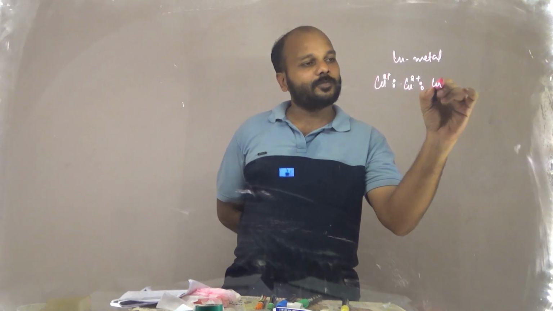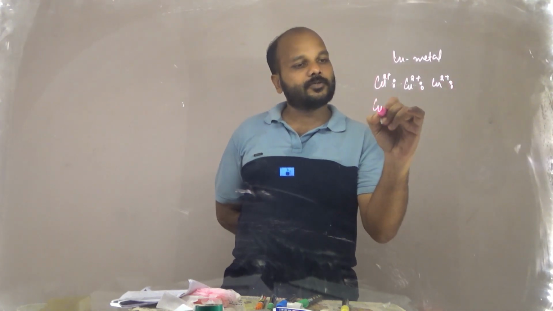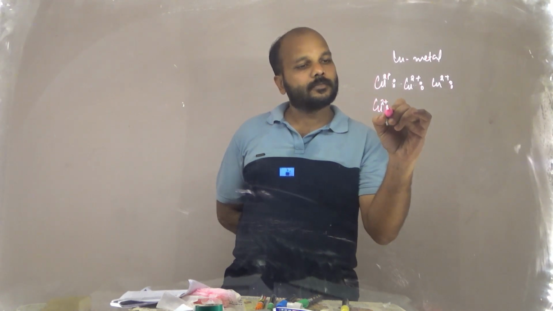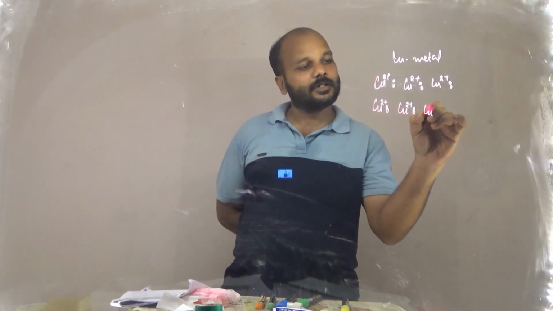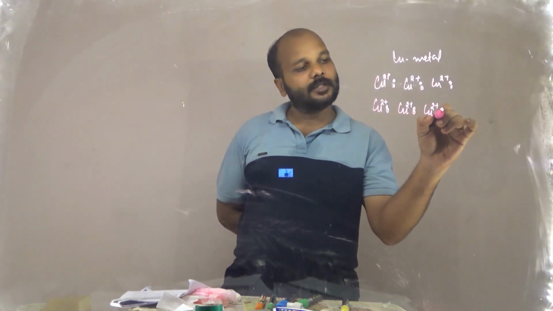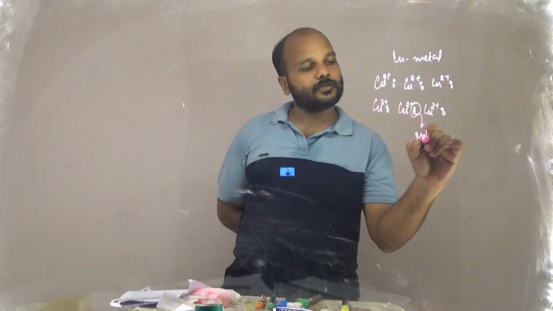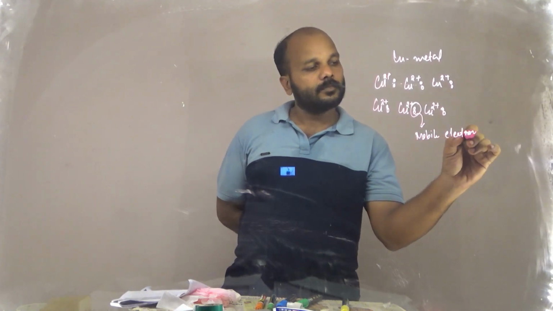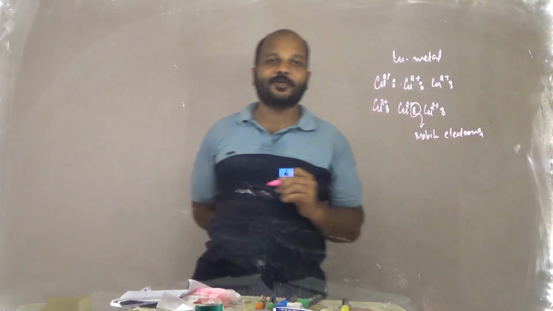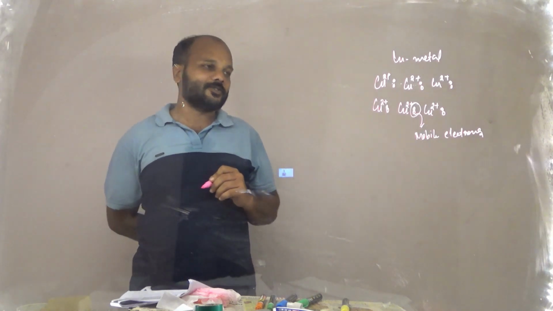So again Cu2+, again Cu2+, again Cu2+. So in between the Cu2+ ions, there are these electrons. We call them mobile electrons, or metallic electrons. It is also called the mobile electrons, it is also called the metallic electrons.